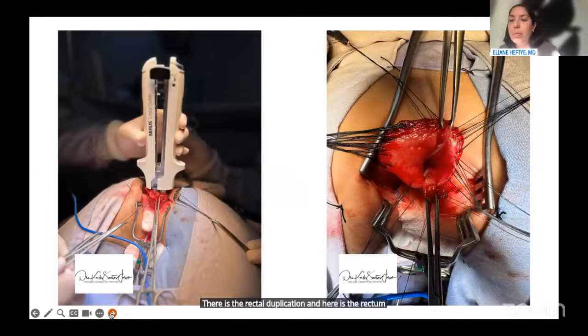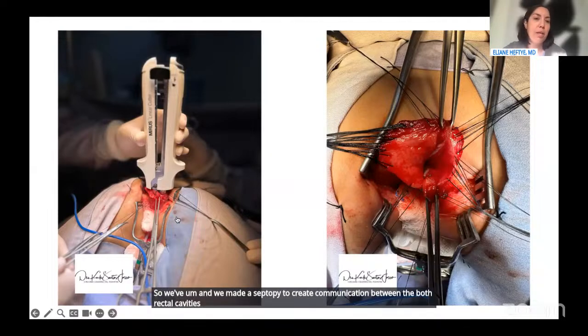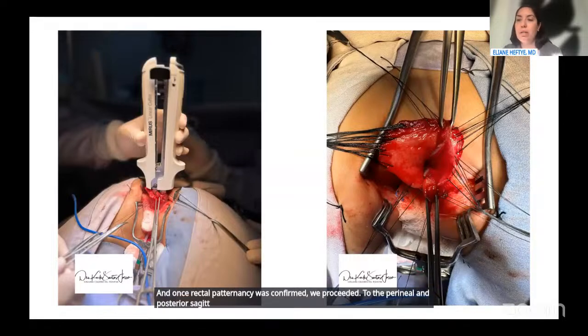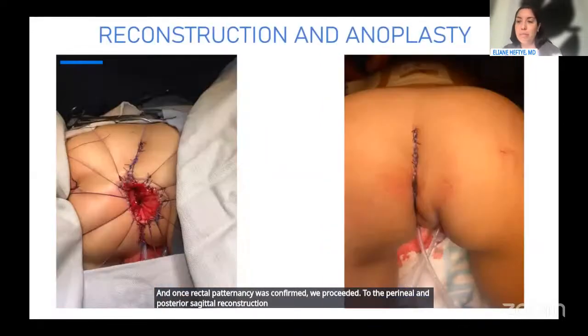So we made a septotomy to create communication between both rectal cavities using a 16 millimeter linear stapler, as you can see here. In this picture, you can see that both cavities are now communicated. Once rectal patency was confirmed, we proceeded to the perineal and posterior sagittal reconstruction, followed by the anoplasty.